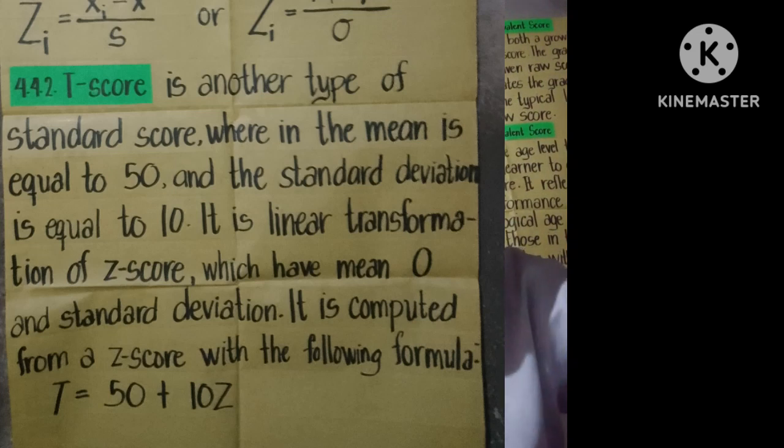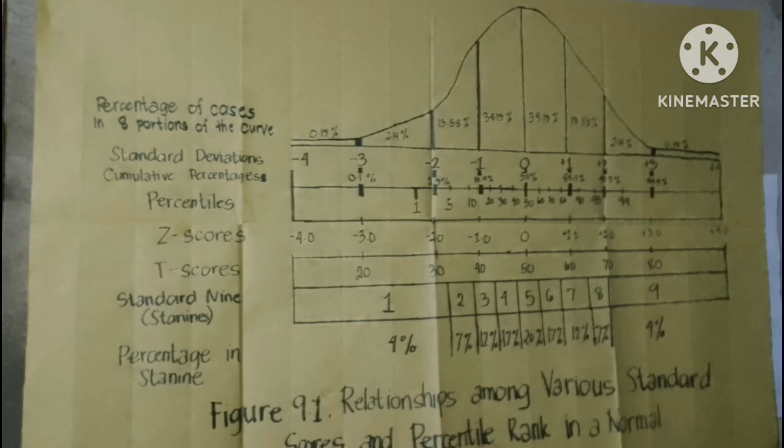The following figure represents the relationships among the various standard scores and percentile rank in a normal distribution. In this figure, we can see the normal bell-shaped curve, the percentage of cases in 8 portions of the curve, standard deviation, cumulative percentage, percentiles, Z-scores, T-scores, Stanine, and the percentage in each Stanine.